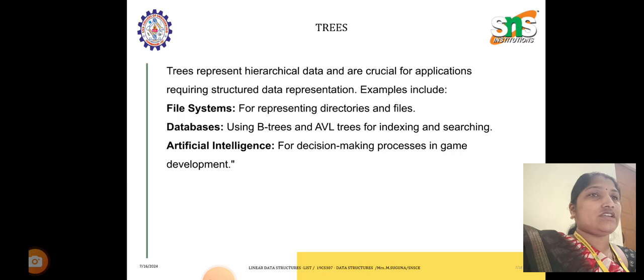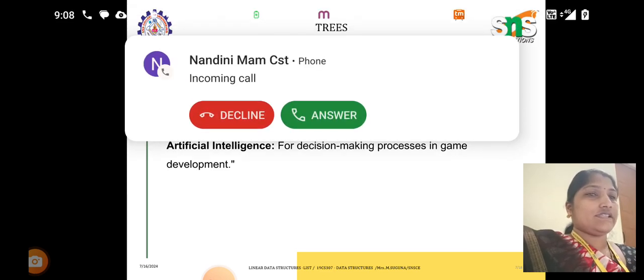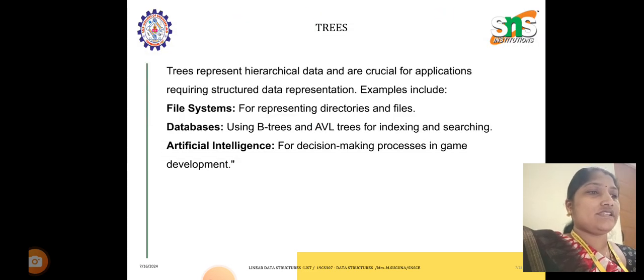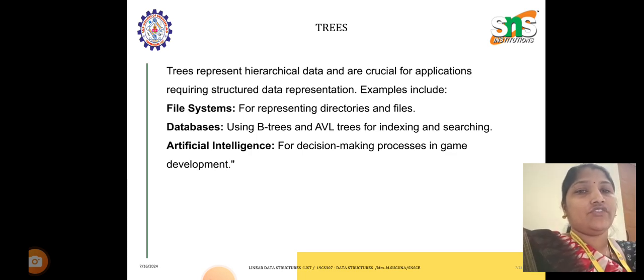Data structures are the backbone of efficient data management and processing in computer science. Understanding the real-time applications helps in designing efficient algorithms and systems. So thank you for watching, and I hope this video provides valuable insight into the real-time application of data structure.